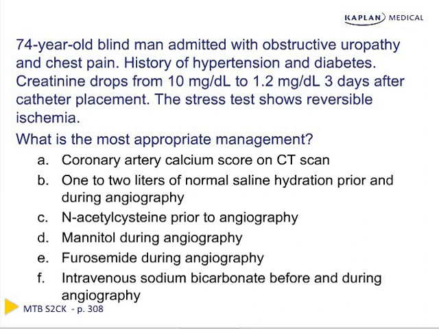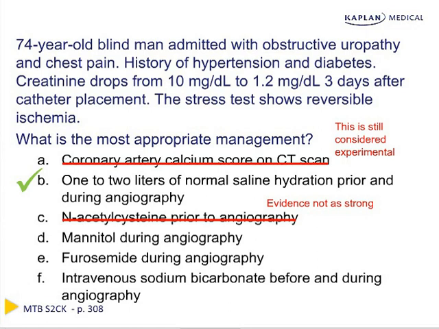So what's the correct answer? Although several of them look tempting, the best answer for the USMLE Step 2 is B, 1 to 2 liters of normal saline prior and during angiography. Saline hydration has the most proven benefit of preventing contrast-induced nephropathy. The rest of these, although sometimes done by practitioners, either in the hospital or in the clinic, they don't have as strong of evidence. A coronary artery calcium score is still considered an experimental intervention. So experimental treatments are never the correct answer as most appropriate management on the USMLE Step 2.